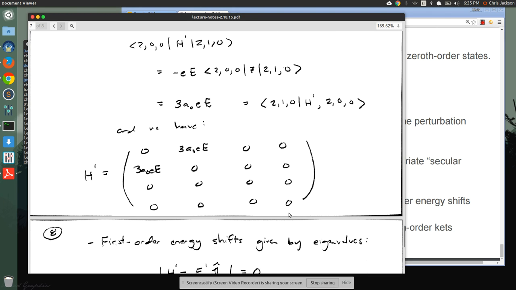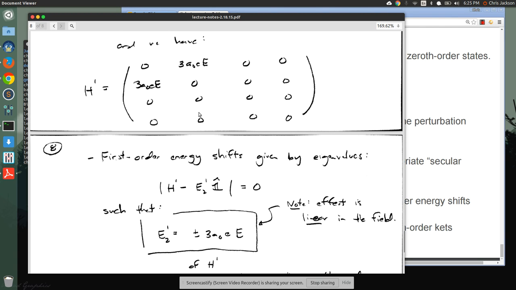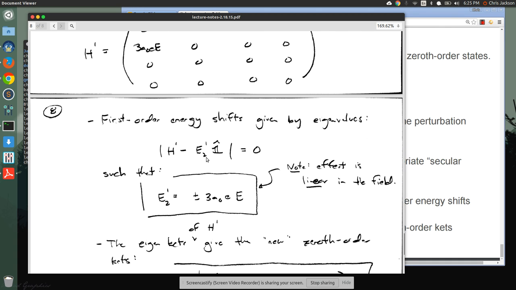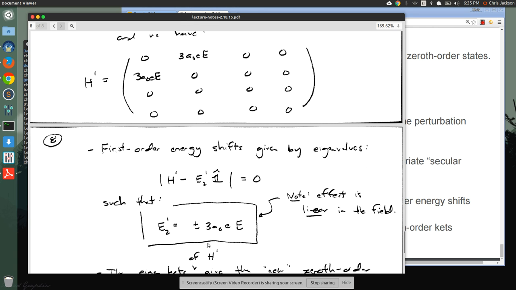All right, so when I construct this Hamiltonian matrix, it's pretty sparse, right? There's only 2 non-zero values, right? And in fact, if I want to diagonalize this, I can just focus on this 2 by 2 sector up here, right? And so I compute the secular equation, or try to solve the secular equation for this little submatrix up here. And I can read off the eigenvalues. They're going to be plus or minus 3 times the Bohr radius times electric charge times the electric field, right?